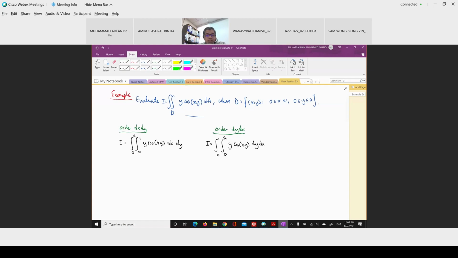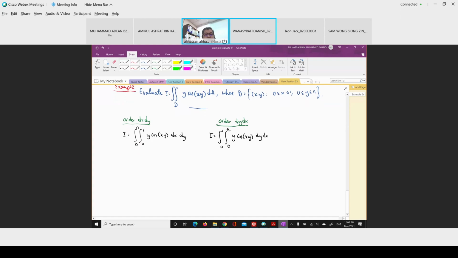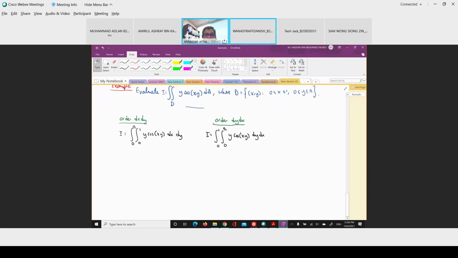The order dx dy or dy dx? Both are equal. Both should give an equal result, but sometimes one order is easier than the other one. Here dx dy is easier. Why? Because if we do dy dx, we have to do partial fractions on the two integrals, two y's.